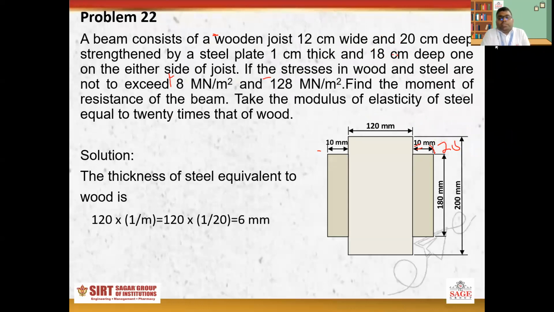So let's see. This numerical is a little bit different, so try to understand. I'm just reading out this numerical. A beam consists of a wooden joist, the middle one is wooden. Dimension is given in centimeters in the question, and I have written it in the diagram in mm, because we will be calculating in mm, so I have not written it directly like this.